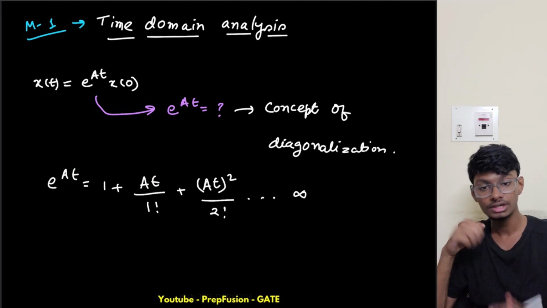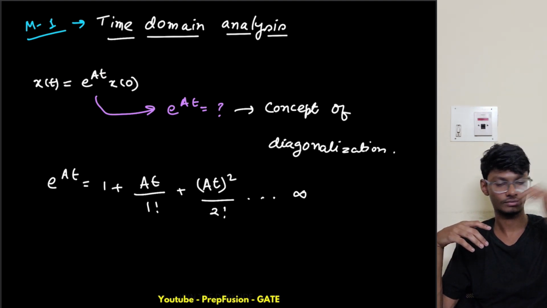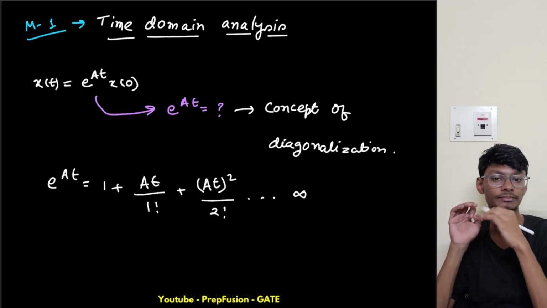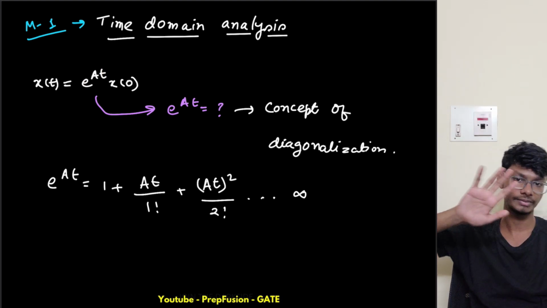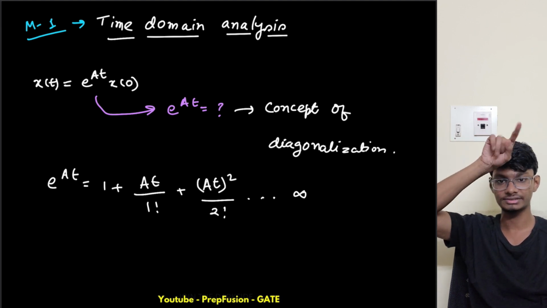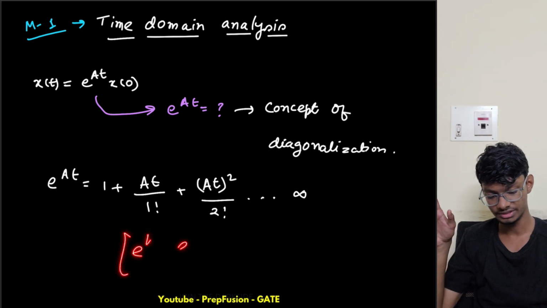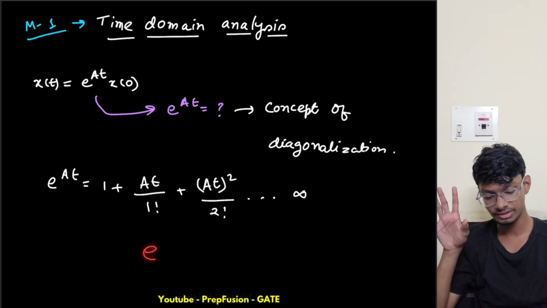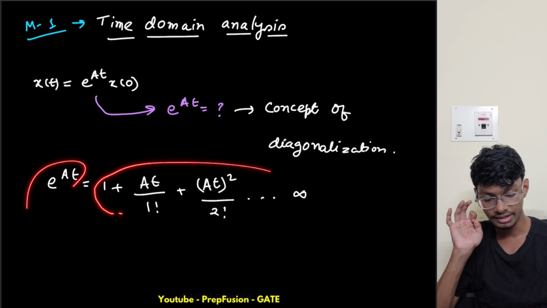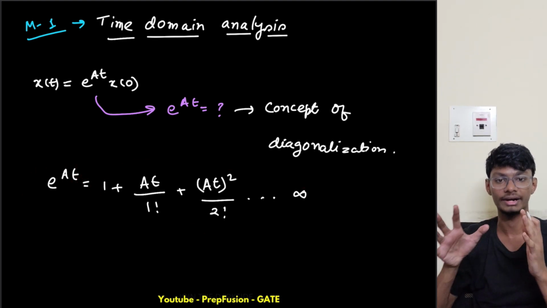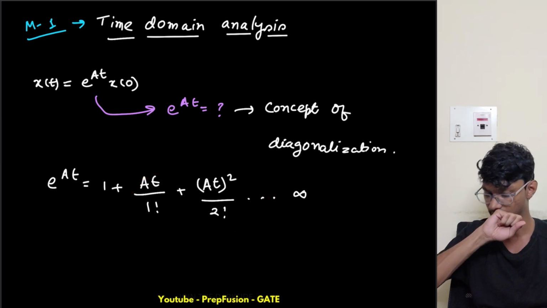That's why you understand that e raised to power At is not that simple. We can't simply make each element an exponential. It is some operation, just like when I multiply 2 with the matrix, every element gets multiplied by 2. But if I take the exponential of a matrix, it is not just the exponential of each element. We have to break this down into a simple form so that I can do multiplication operations with the matrix. Then only can I find e raised to power At in matrix format.